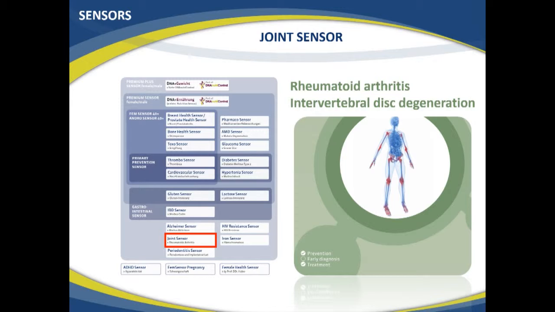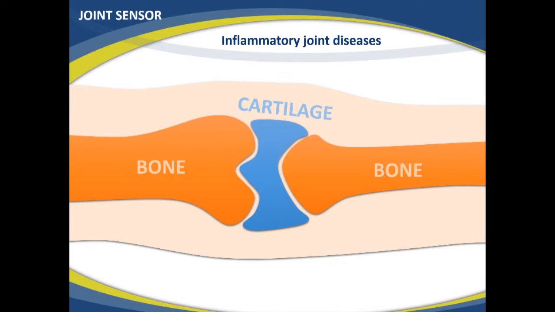So really it's for people that want to prevent developing the disease, but it's also useful for people that already have the disease. Now let's look at the concept of inflammatory joint diseases. This here is maybe a joint of a finger. You have two bones and they have cartilage as a sort of lubrication between.